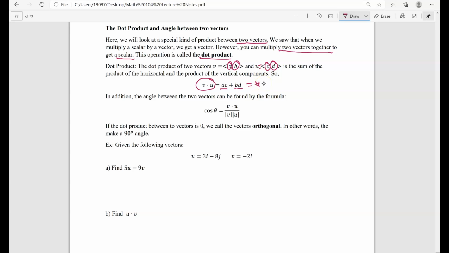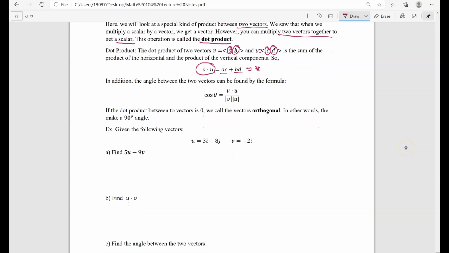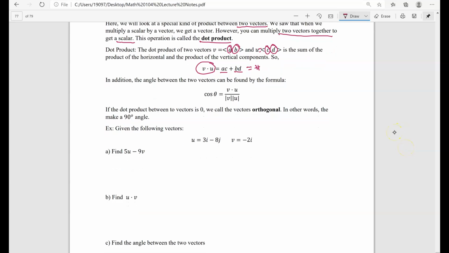So let's talk about another thing: the angle between two vectors. The angle between two vectors can be given by this formula. Basically, it's taking the dot product between the two vectors and dividing it by the multiplication of the magnitudes.